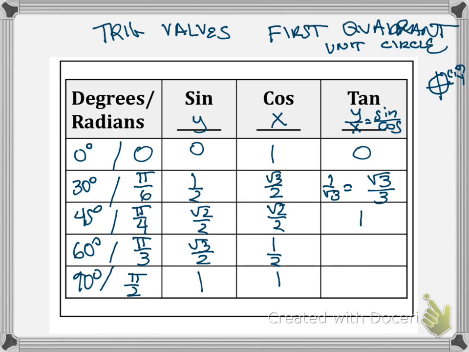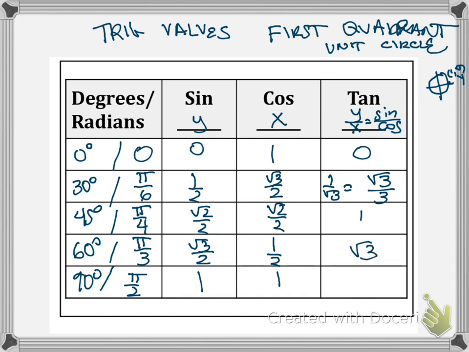Then for 45 is really nice. Tangent is just 1. Then for 60 degrees, tangent of 60 degrees, that's root 3 over 2 over 1/2. So you're going to multiply root 3 over 2 times the reciprocal, so 2 over 1. So that final answer is square root of 3. So I'll just write it here, square root of 3.